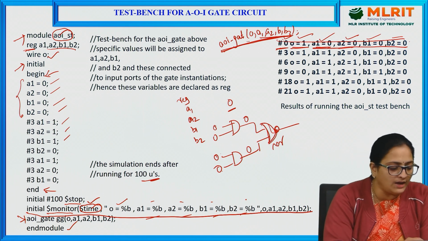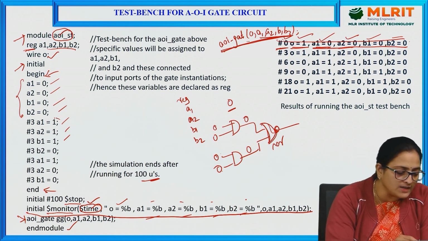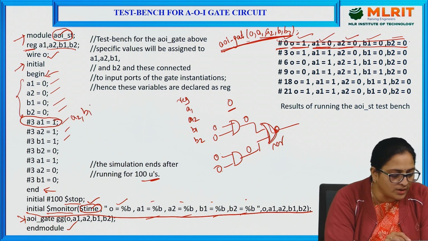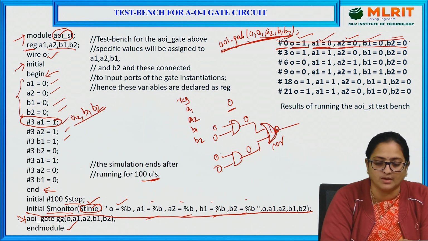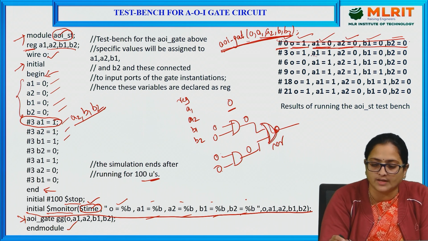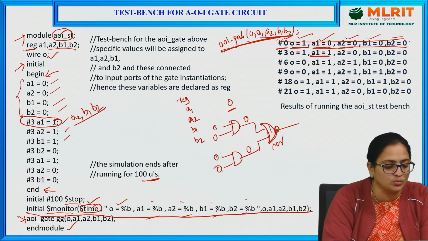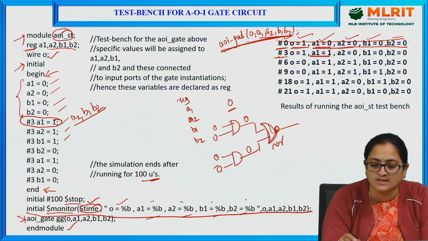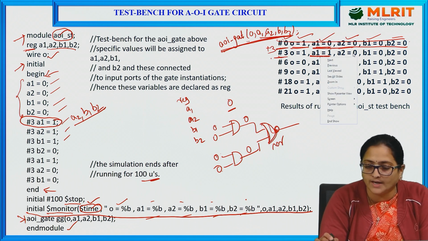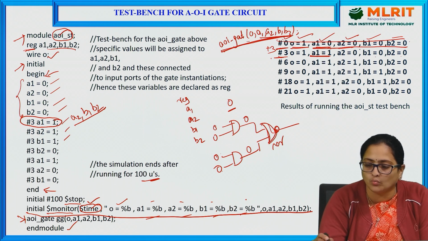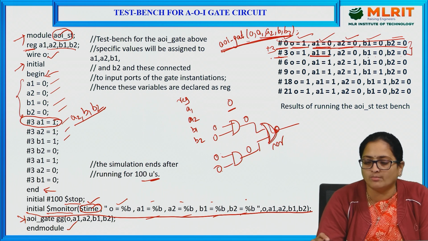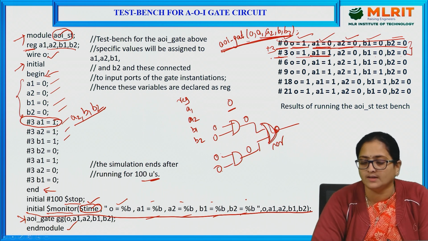Similarly, after 3 time intervals, I asked to change only A1; A2, B1, B2 will remain the same. So see, A1 value is changing because I asked A1 to change to 1 after 3 time intervals, that is 0 plus 3. After 3 time intervals, A1 value will be changed and A2, B1, B2 will remain the same as the previous one. So with this combination, the output will be again 1.